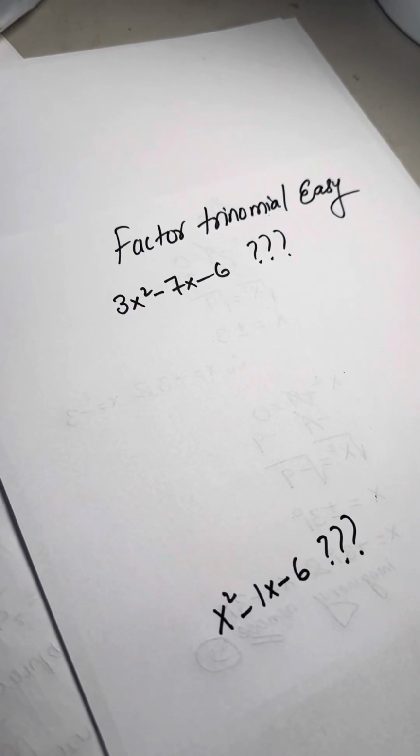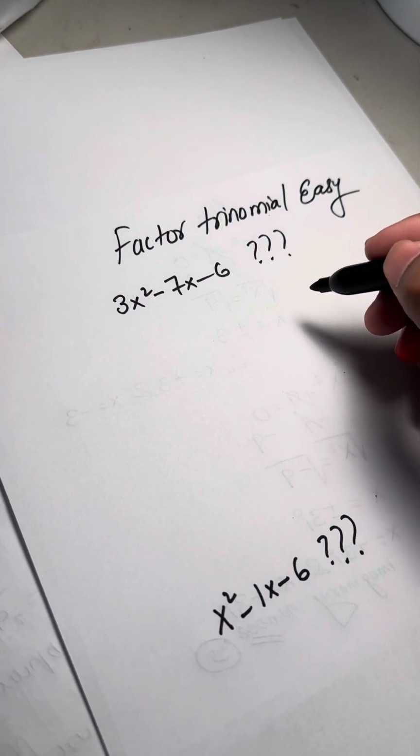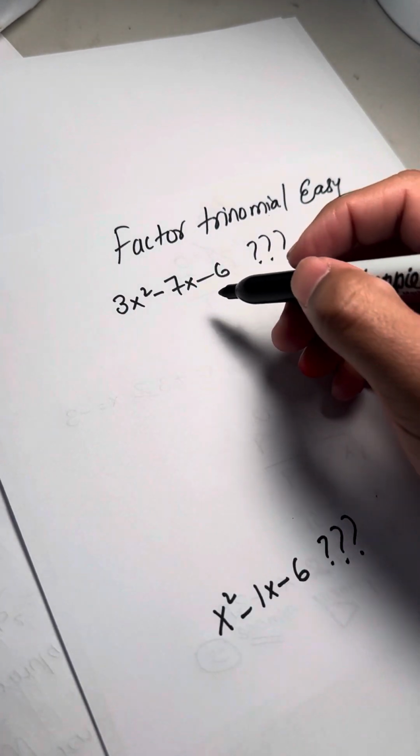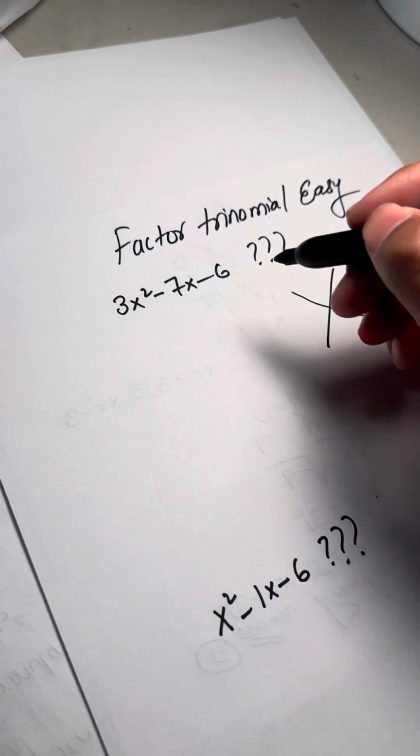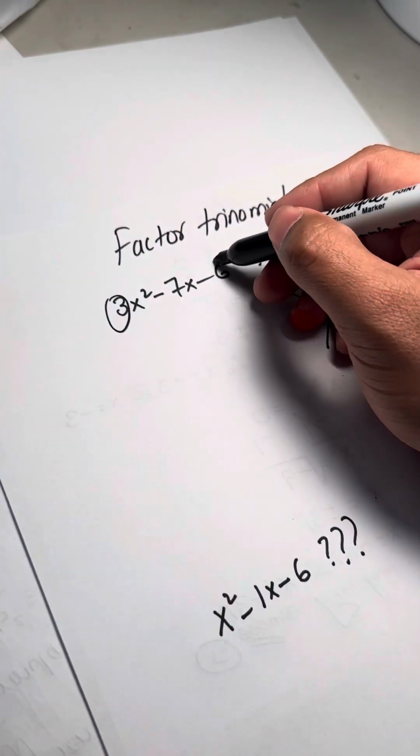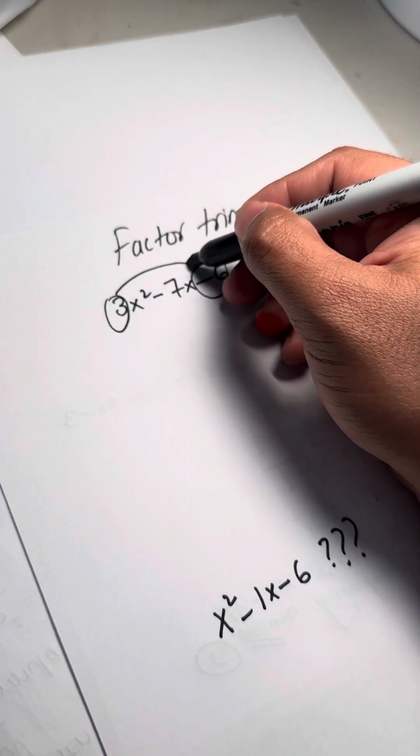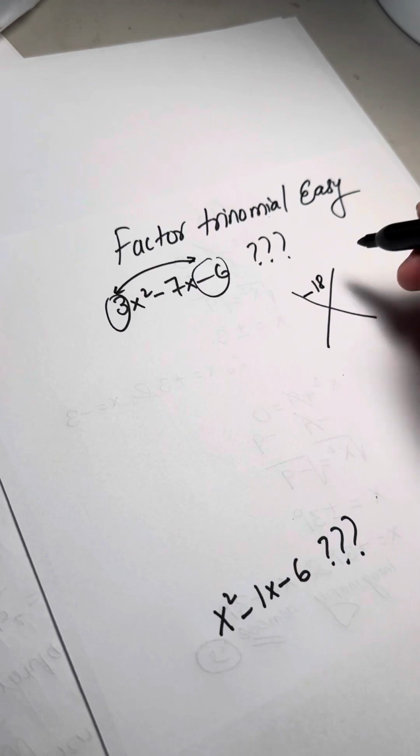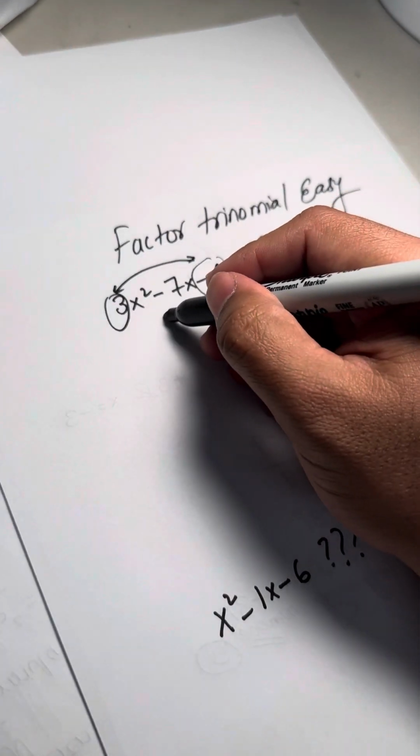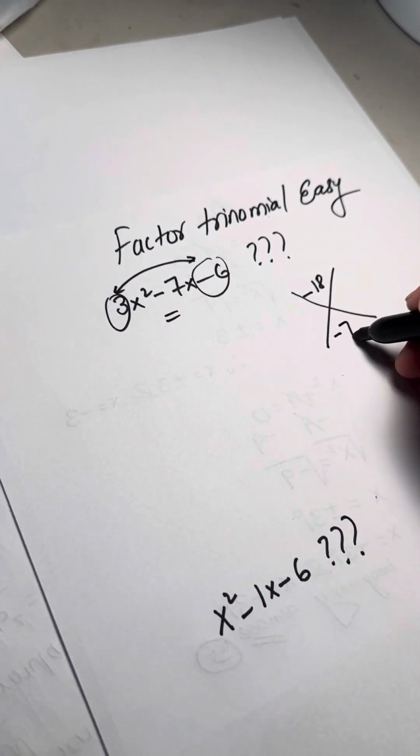All right, students, we'll be factoring these two trinomials today. I'll show you an easy way. So, to factor this, all you have to do is multiply the number in the front to the number in the back. And that gives us 3 times negative 6 is negative 18. And on the bottom, always write the middle guy, which is negative 7.